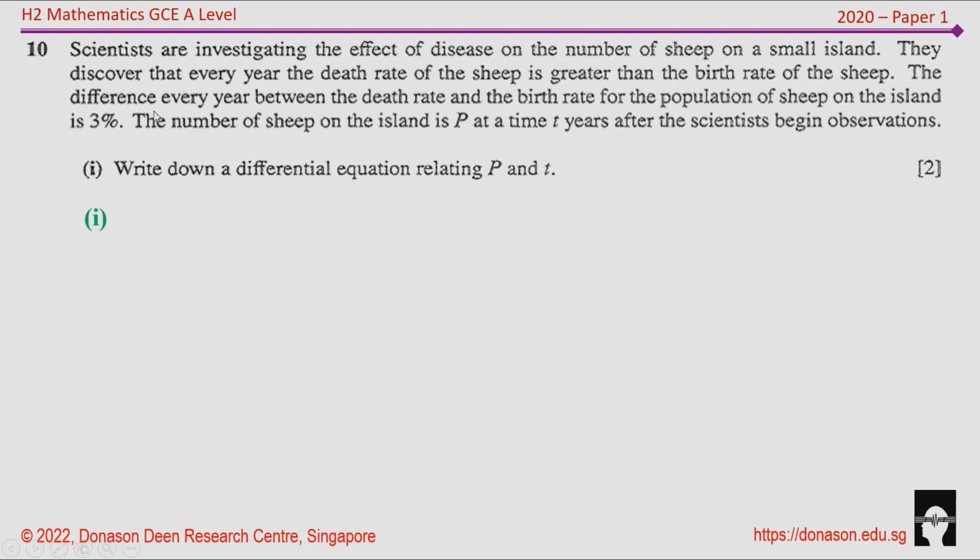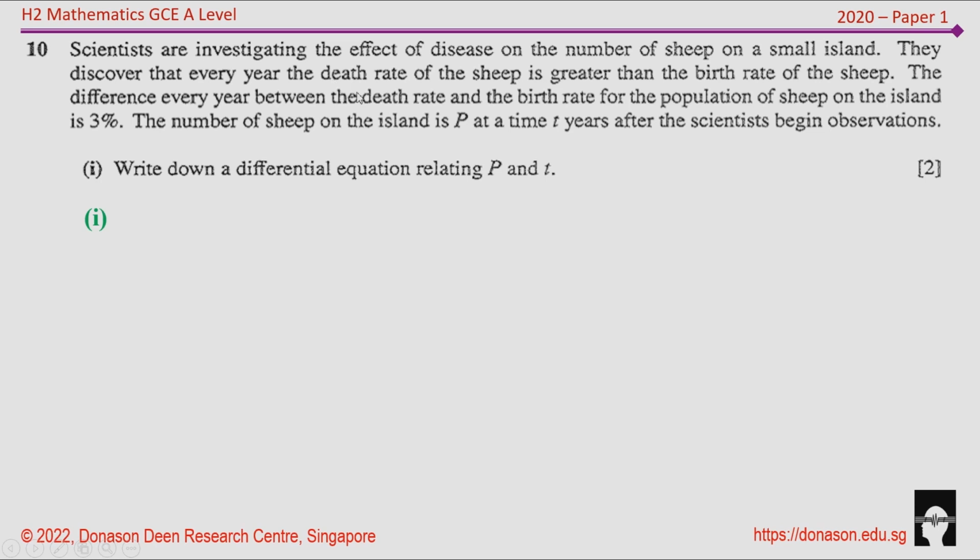The difference every year between the death rate and the birth rate for the population of sheep on the island is 3%. The number of sheep on the island is P at time T years after the scientists had begun their investigations. Write down a differential equation that relates P, the number of sheep on the island, and time. Okay, so that's what we're going to do.